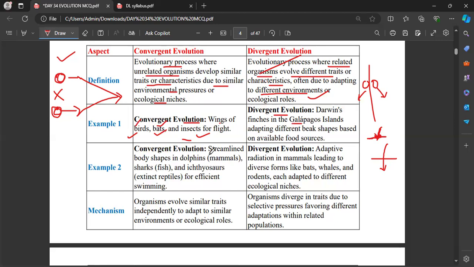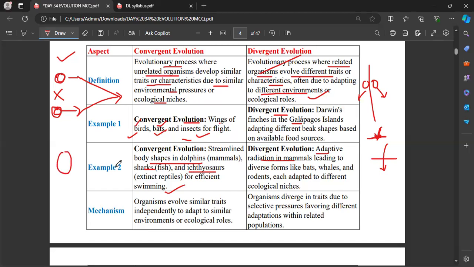And also for convergent evolution, another example is body shapes in dolphins, sharks, and ichthyosaurs for efficient swimming. So these are all structures adapted for the same purpose, that is swimming. And adaptive radiation in mammals is a good example of divergent evolution, actually, because mammals have a common ancestor.